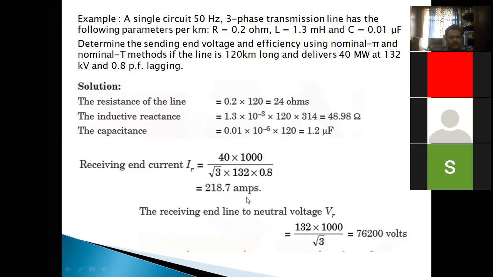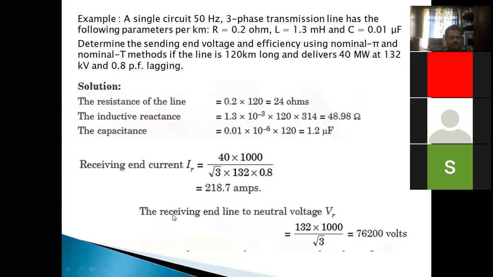218.7. If we consider current as reference, this is 218.7 at an angle 0. If we take voltage as reference, this becomes cos inverse of 0.8, minus cos inverse of 0.8. That we have to remember. So if we take current as reference, current is at an angle of 0. If we take voltage as reference, this becomes a lagging load. Current always lags behind voltage by an angle theta. In this case, theta is cos inverse of 0.8, because it is lagging, minus cos inverse of 0.8.